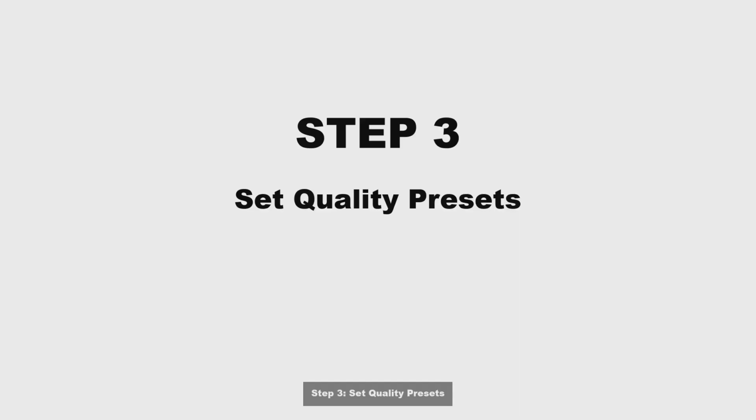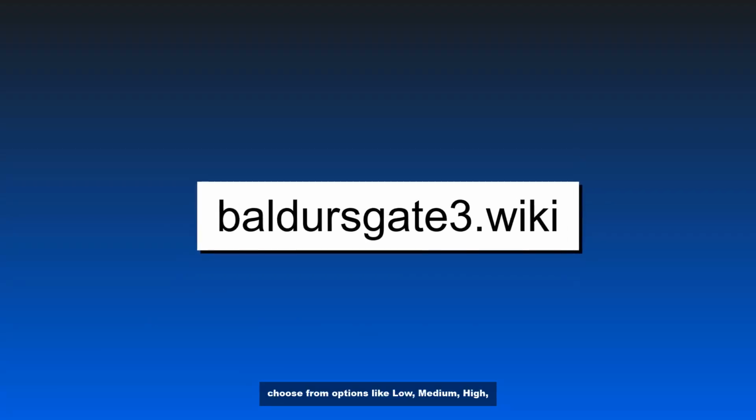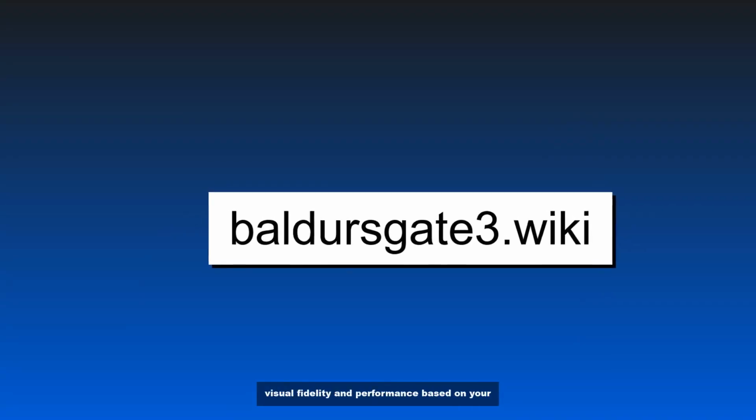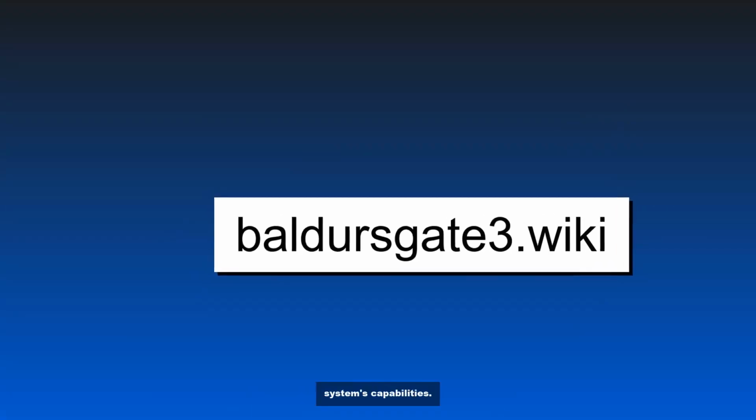Step 3. Set quality presets. Look for the quality presets section. You can choose from options like low, medium, high, or ultra. Select the preset that balances visual fidelity and performance based on your system's capabilities.